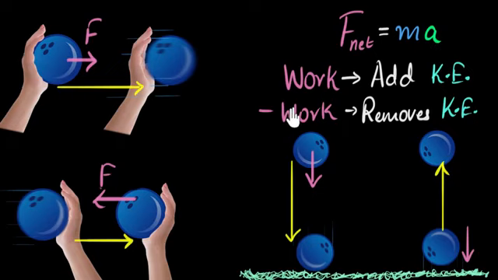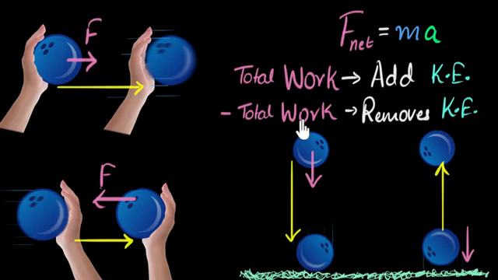Now, similarly, if there is more than one force acting on the body, you calculate the total work done by all the forces, and that decides what happens to the kinetic energy. If the total work done by all the forces is positive, kinetic energy will increase. Kinetic energy gets added. If the total work done is negative, kinetic energy will be removed.